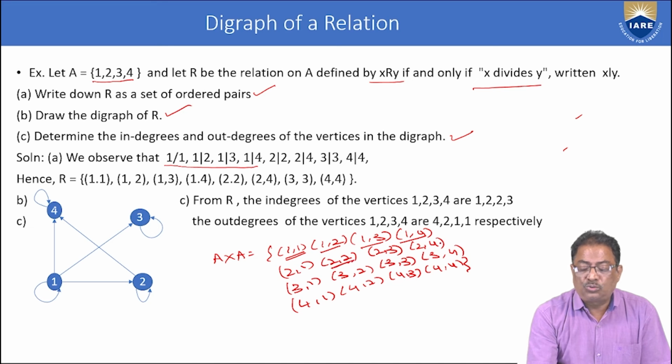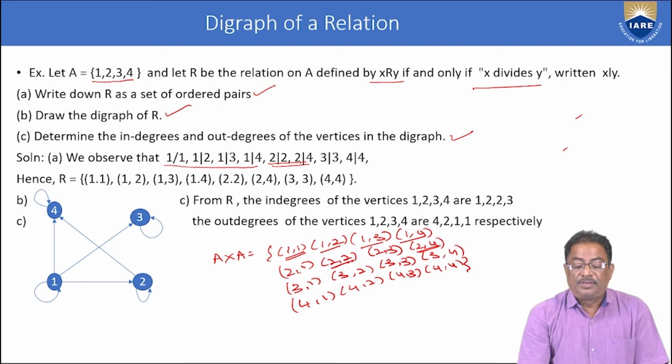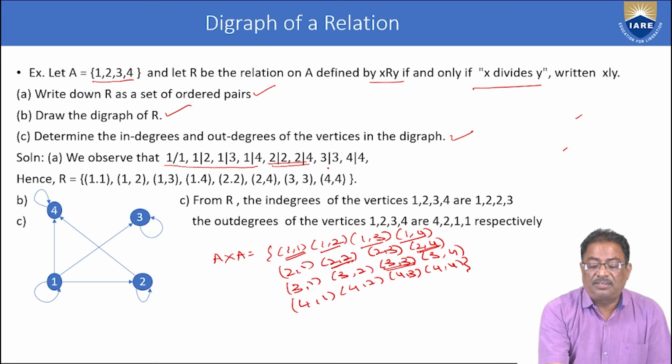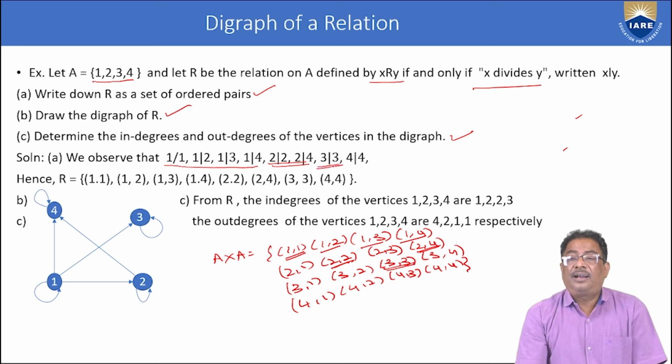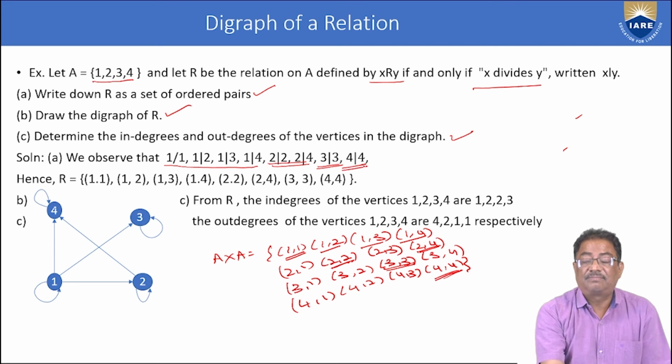2 divides 2. 2 divides 4. So we have to consider (2, 2) and (2, 4). Next, 3 will not divide 1. 3 will not divide 2. 3 divides 3, so we have to consider (3, 3). And 4 will not divide 1, 4 will not divide 2, 4 will not divide 3. 4 divides 4, so we have to consider this.